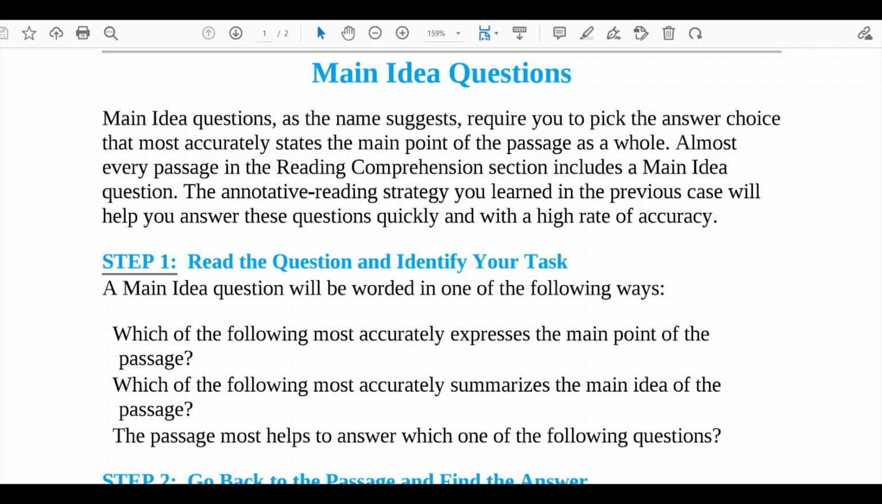Almost every passage in the reading comprehension section includes a main idea question. The annotative reading strategy you learned in the previous lesson will help you answer these questions quickly and with a high rate of accuracy.